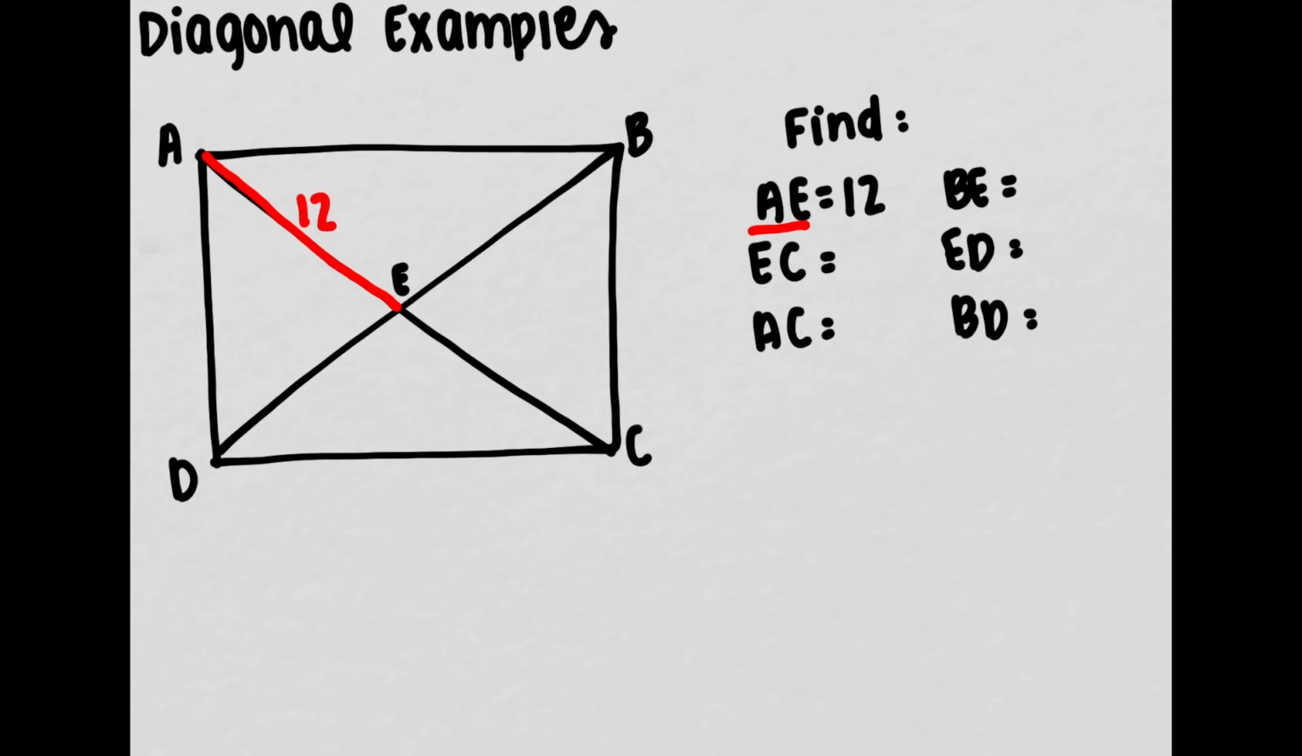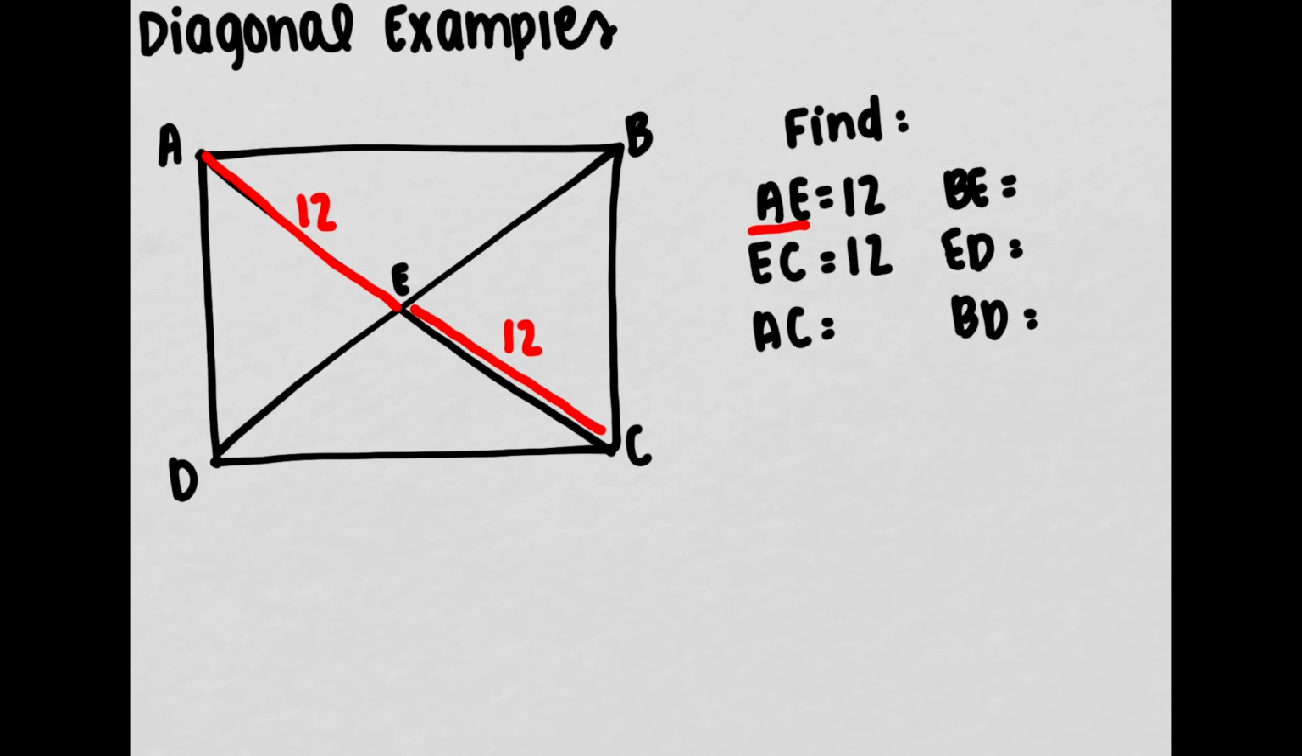Now from our parallelogram properties, we know that the diagonals are bisected. So when they intersect, they're cut in half, which means I have 2 equal parts. So if AE is 12, that also means the second part from E to C is 12. So I found that out. I know that AE is 12. I know that EC is 12. That's from that property that the diagonals are bisected.